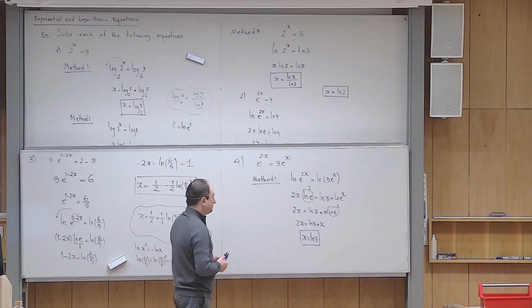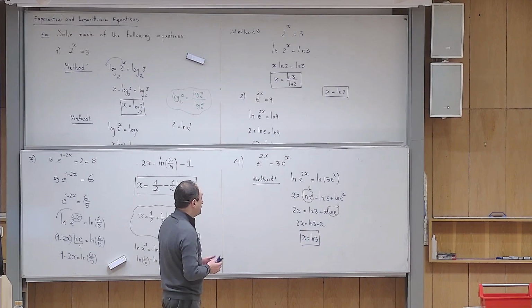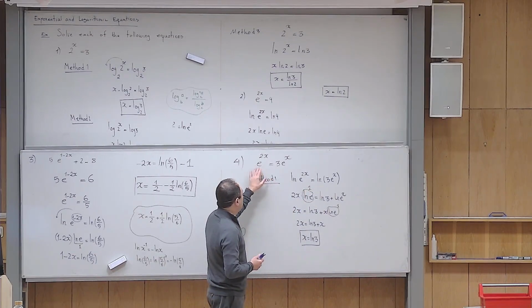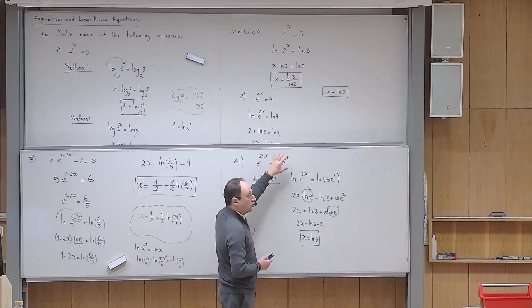Yes? After ln brackets 3e to the power x, if you remove the brackets, what happens then? No, you are not allowed to remove here. You cannot, because when two numbers are equal, the ln of the whole left-hand side is equal to the ln of the whole right-hand side.